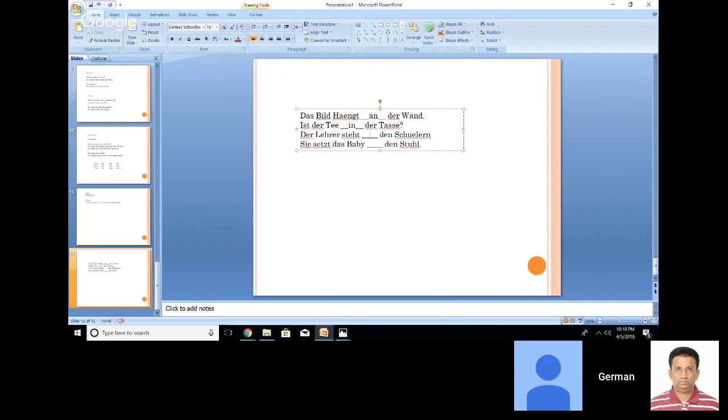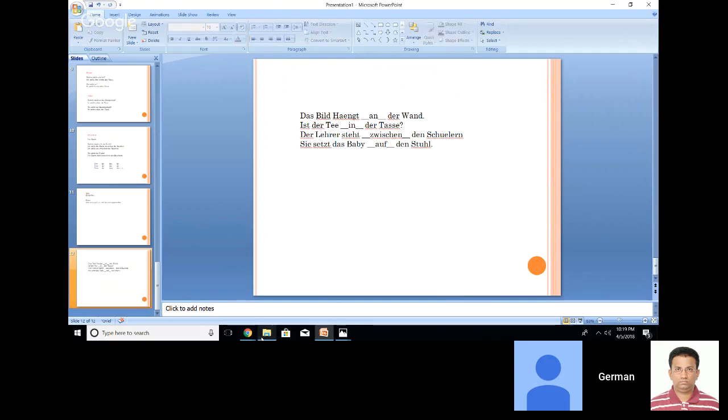Can you translate the sentence once? The teacher stands between the students. Between, zwischen. Okay, zwischen. It could be zwischen, it could be vor, it could be hinter: in front of, behind, or between the students. Next one: Sie setzt das Baby auf den Stuhl. Yes, very good.